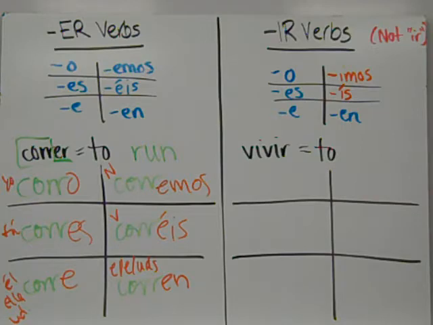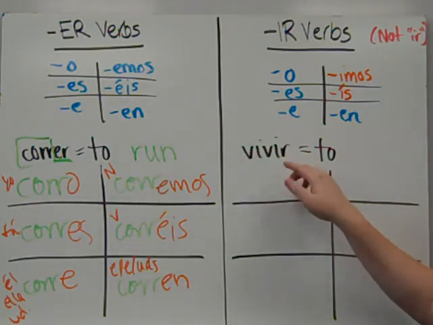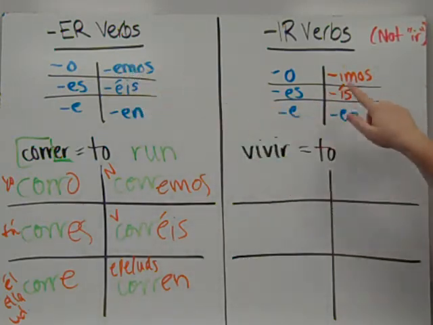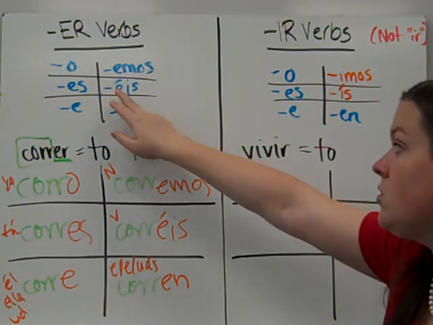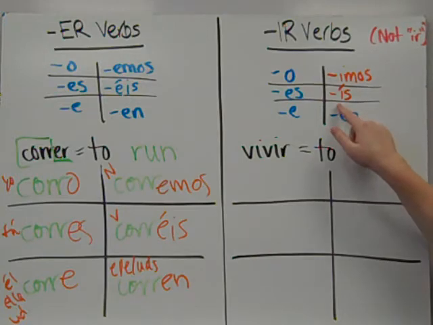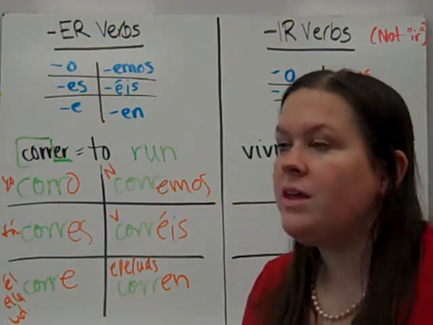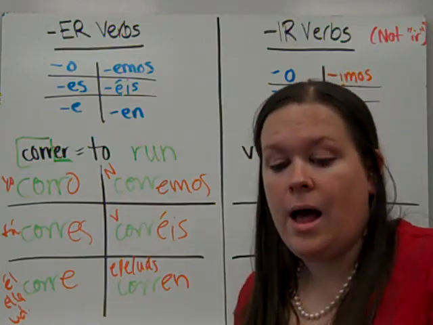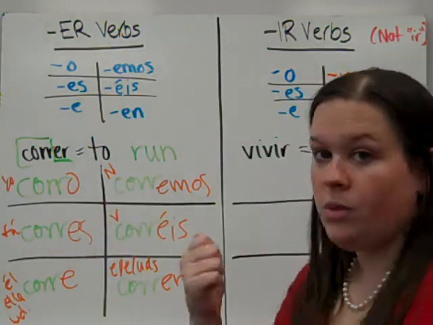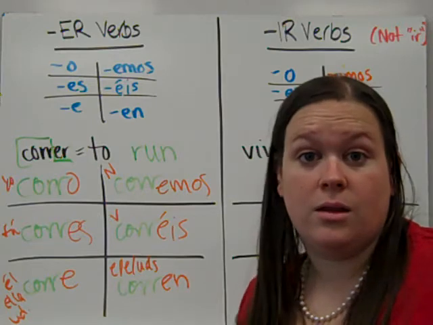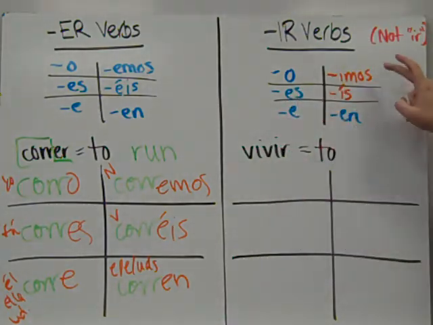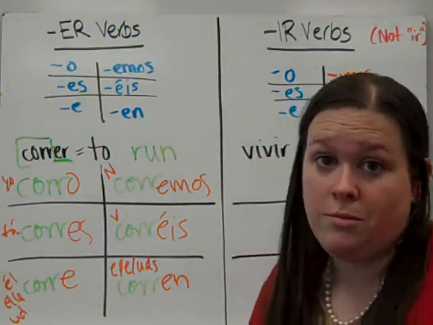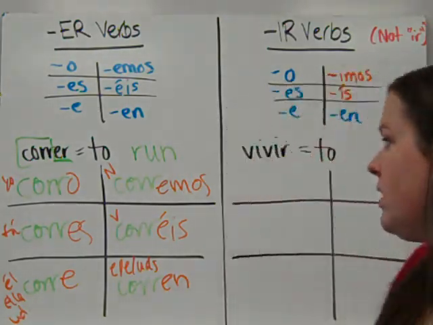Over here we have an IR verb. The endings ER to IR are very similar, except for in nosotros, instead of hemos, it's imos, and in vosotros it goes from es to is. You should be able to completely memorize these endings. You have to know them. So AR: o, as, a, amos, áis, an. ER: o, es, e, emos, éis, en. IR: o, es, e, imos, ís, en. If you don't have those memorized, you are really going to struggle in Spanish 1, or any Spanish level, really.